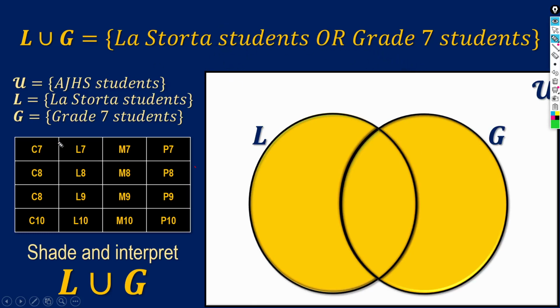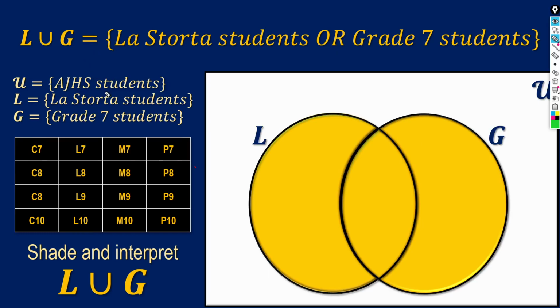So, sino kasama dito? Ito lahat to mga Las Tortas. L7, L8, L9, L10. Lahat yan Las Tortas students. Or, remember, or ang conjunction natin, or you're a grade 7 student. So, kasama etong mga to. No? Mga grade 7, C7, L7, M7, and P7. Okay? Yan yung mga kasama dito sa ating union of L and G. Okay? So, we get to visualize it better using the table as well. No? Kung sino yung kasama. How to interpret our set. Okay?